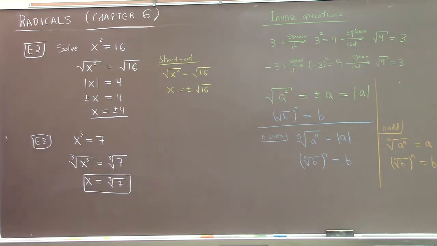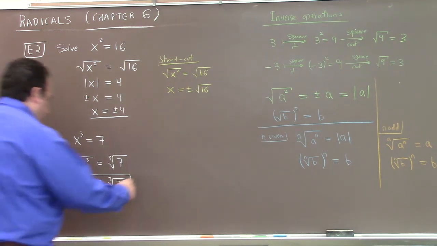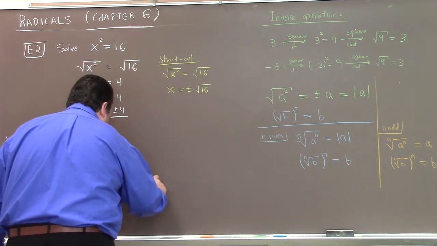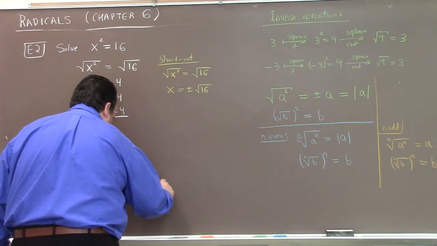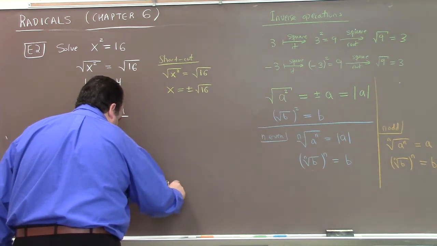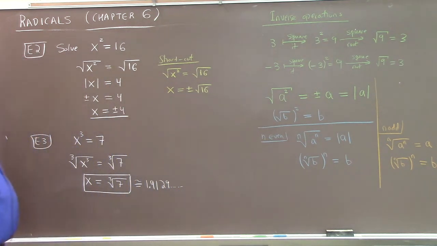Now, what is the cube root of 7? 1.91, 29 stuff, right? You know that is an irrational number, right? That's not a fraction. It doesn't have a repeating decimal. It goes on and on.